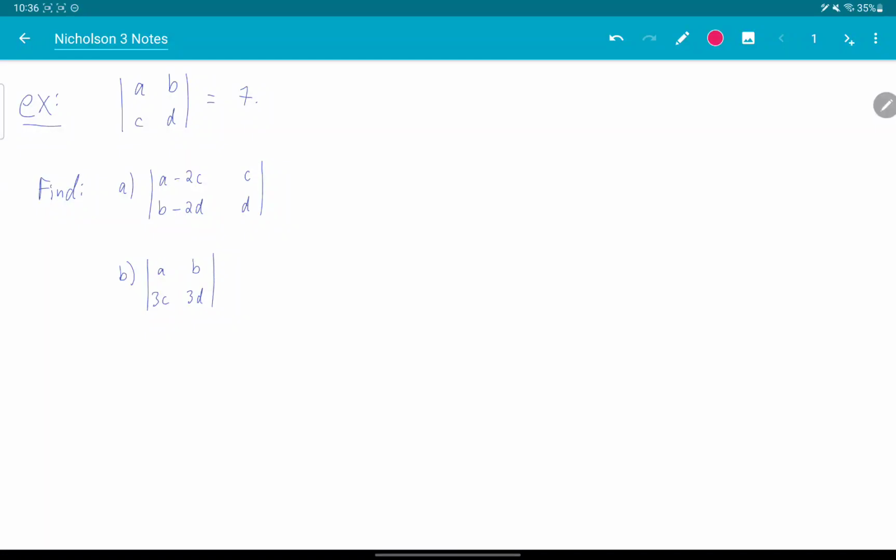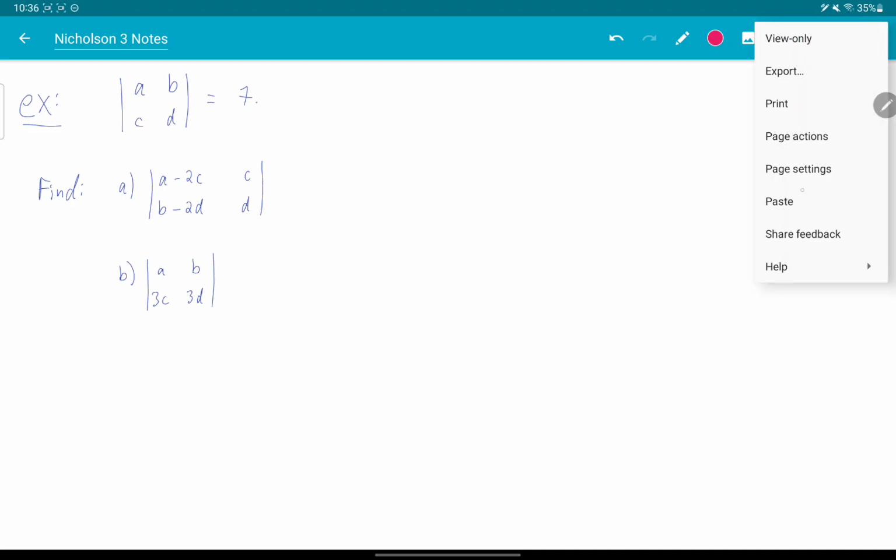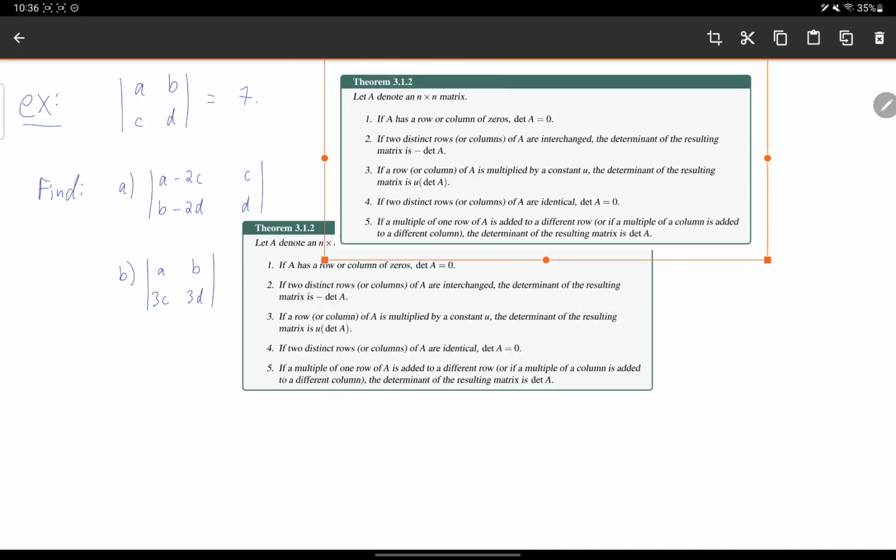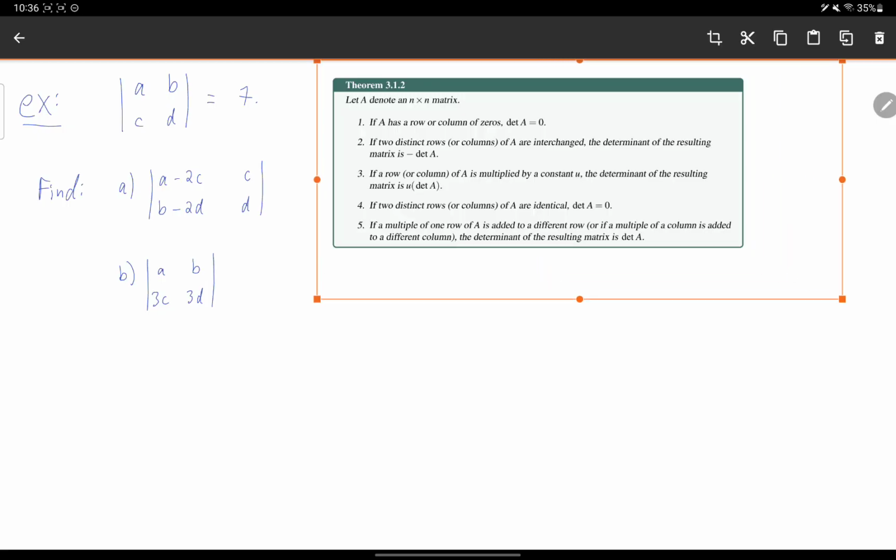Okay, some more properties of determinants. So we're going to look at some transposes and some row operations and see how they affect determinants. We've already seen this. We saw this in this theorem here. So this appears earlier in your notes.